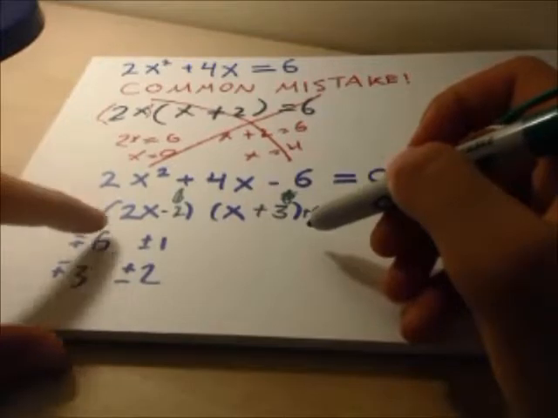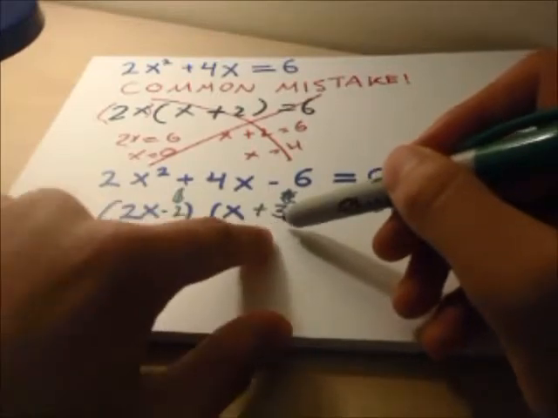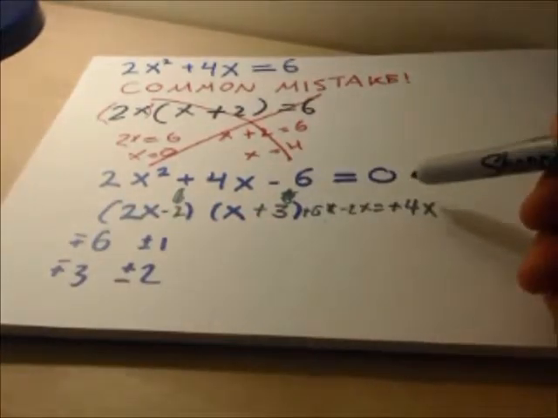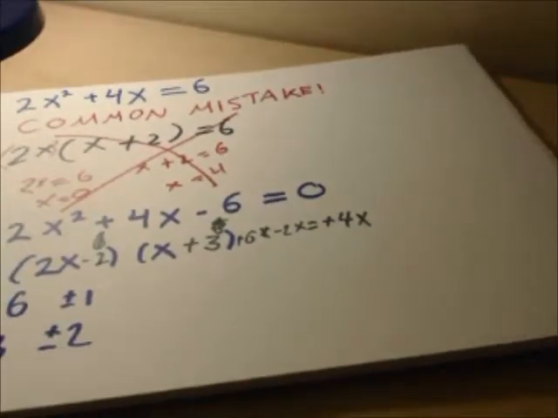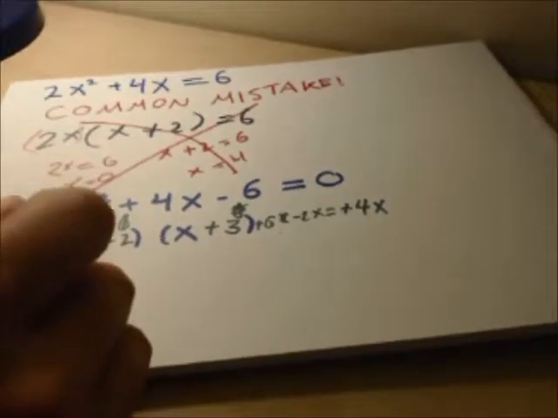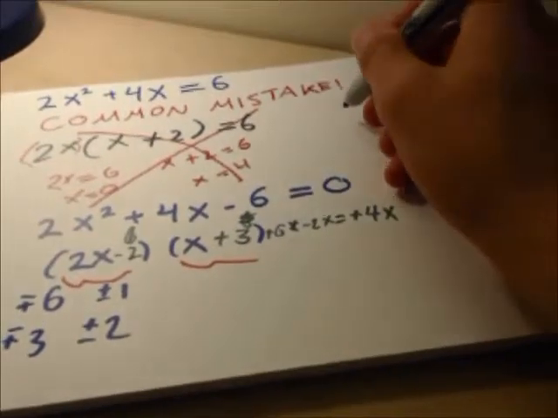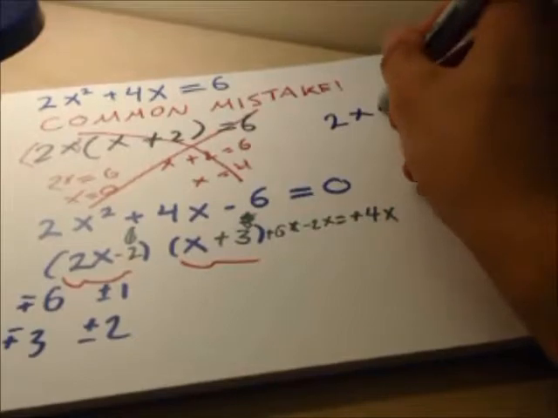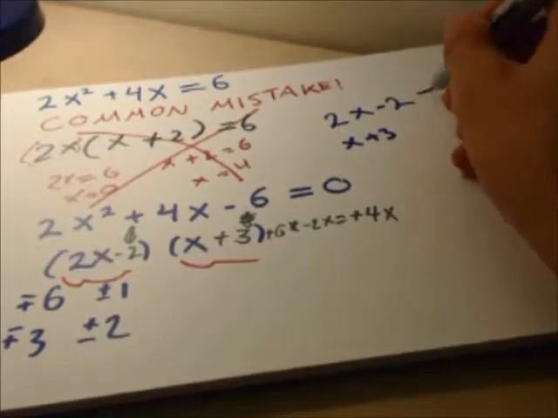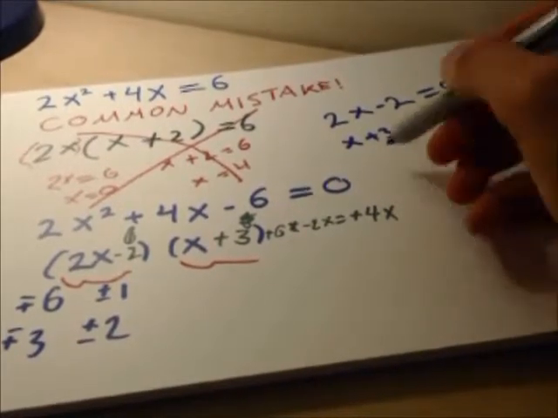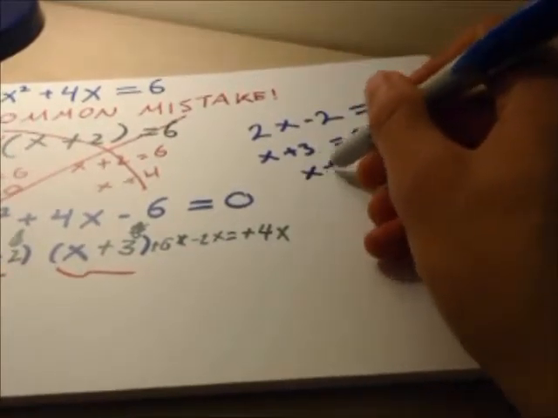So we're left with 2x minus 2 times x plus 3, and here if you multiply minus 2 with plus 3, we get minus 6. That's good. Now we just literally equalize each piece with 0. So let me write it here again to make it clear for you. We've got 2x minus 2 times x plus 3, so we equalize both by 0. In this case, we'll get x plus 3 equals 0. That means x is equal to minus 3.